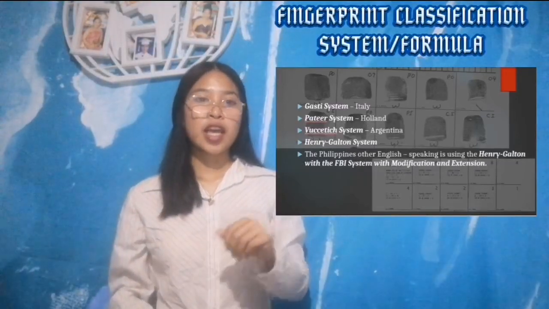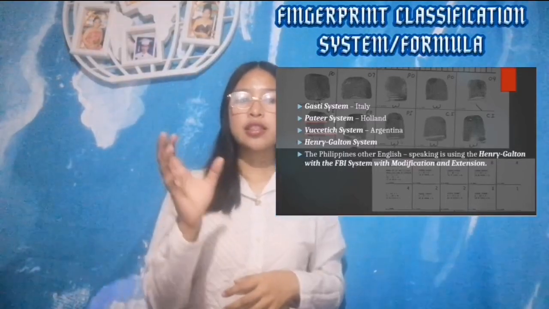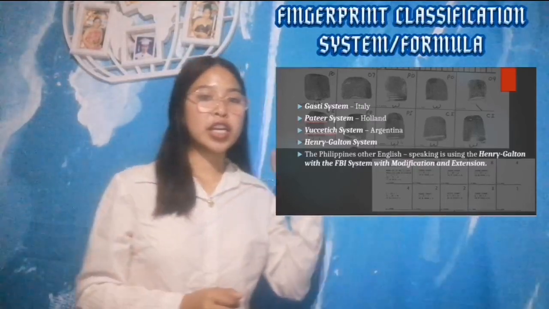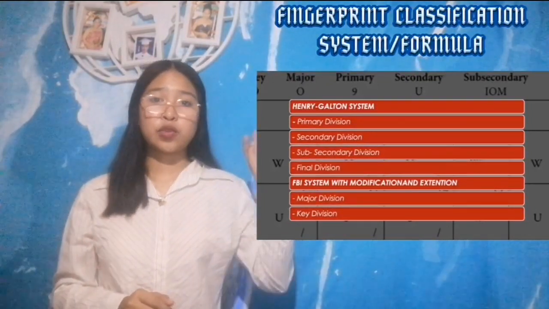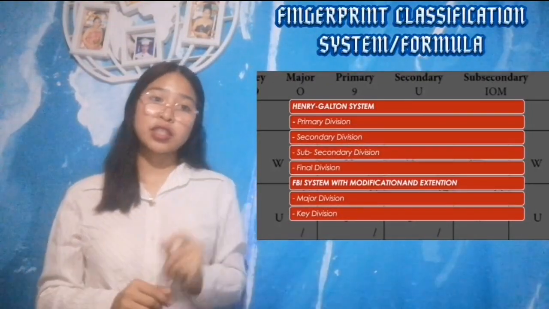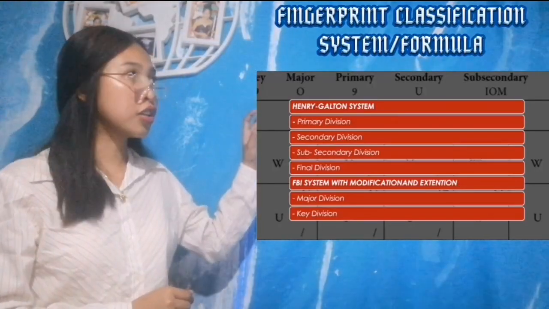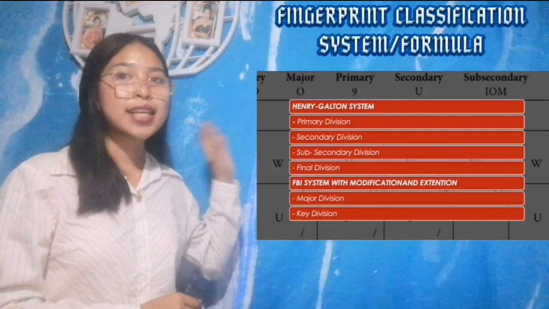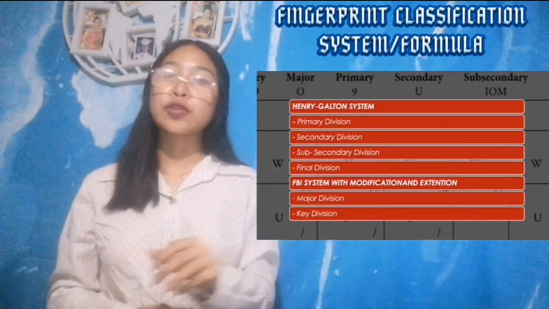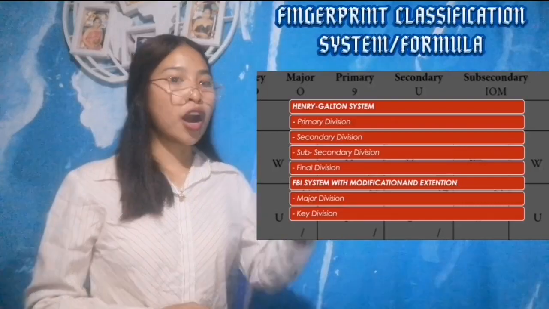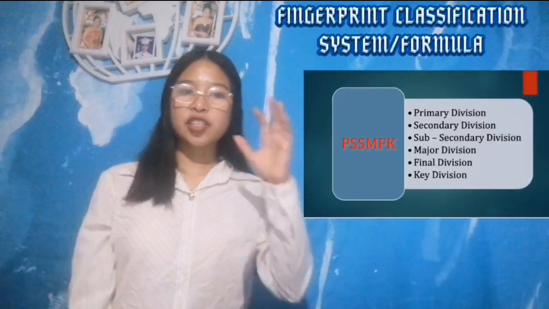In the Philippines and other English-speaking countries, they use the Henry-Galton system and the FBI system with modification and extension. This is the system that we are going to use in fingerprint classification. In the Henry-Galton system, we have the primary division, secondary division, sub-secondary division, and final division. And in the FBI system with modification and extension, we have the major division and the key division. So there are 6 divisions.